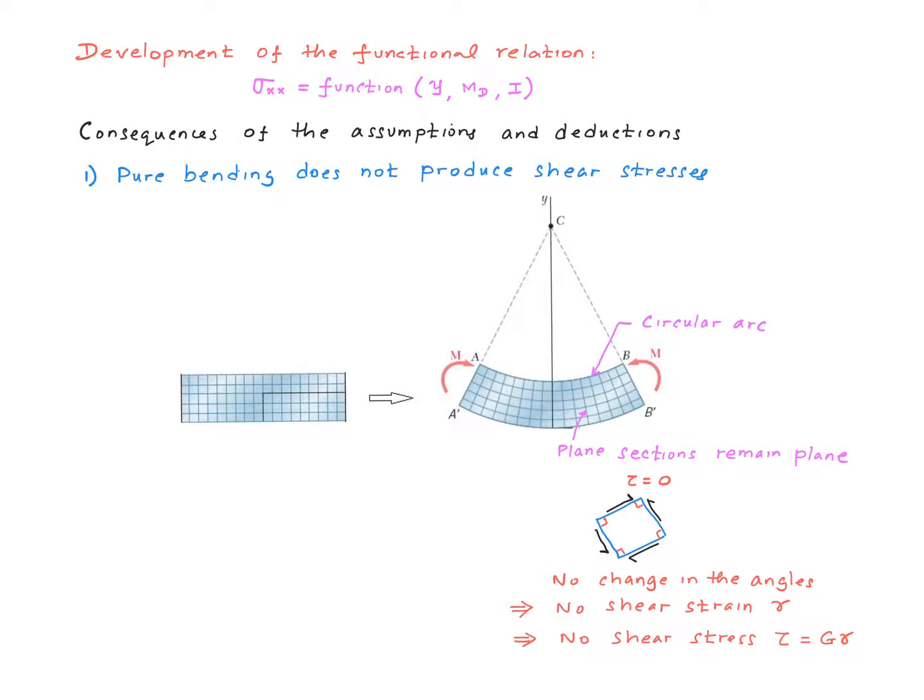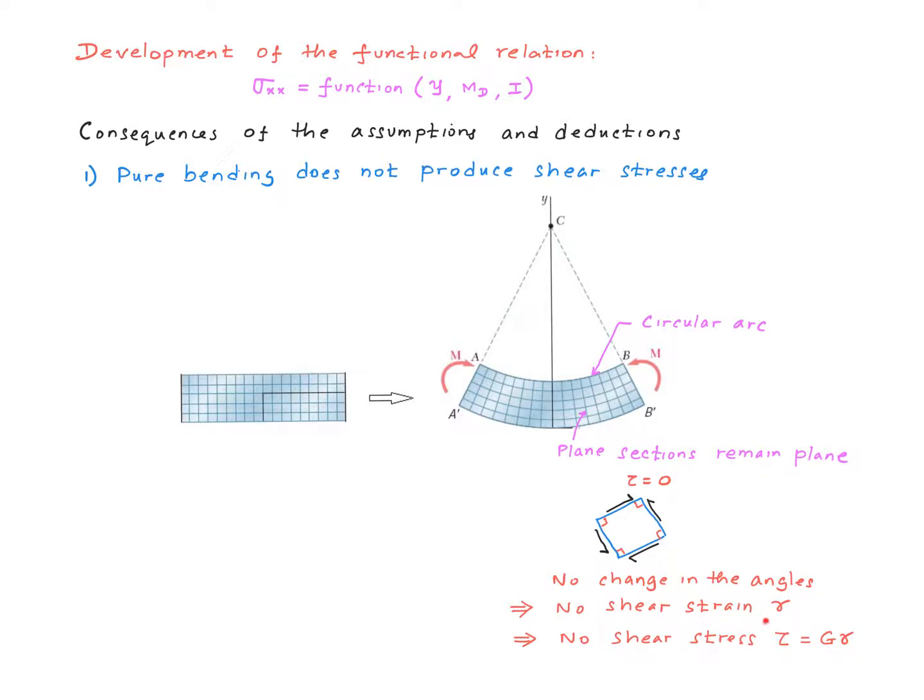These longitudinal fibers remain part of circular arcs, right? That's number one. Number two, these plane sections remain plane, all right? So these are the reasons why these are curvilinear squares with 90 degrees at the corners. So the corner angles are 90 degrees before deformation, and the corner angles are still 90 degrees after deformation. So that means there is no change in these angles, right?